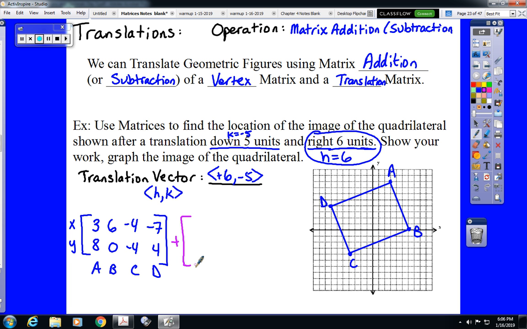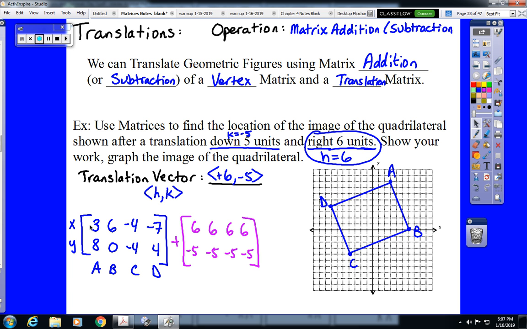The translation matrix is a very simple idea. The first row here is X, so we want to add H, 6, to each of our X values. Each of our X values in the translation matrix will be a 6. Since there are 4 columns, we put four 6s in that first row. Same for the Y's. We want the Y's to move K units. Since K is negative 5, we put a negative 5 in each of the Y positions in our translation matrix. Now the end result is that we will be adding these together.